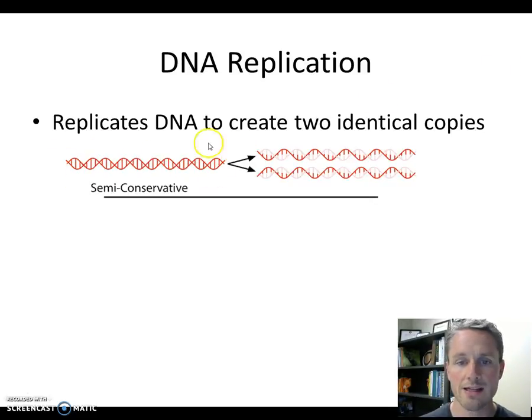We start with our one DNA molecule. We're going to separate it apart and use half of it, the red half, as the template to make a matching corresponding second half. We're going to do that on the other one as well. And at the end of DNA replication, we've got two identical DNA molecules.